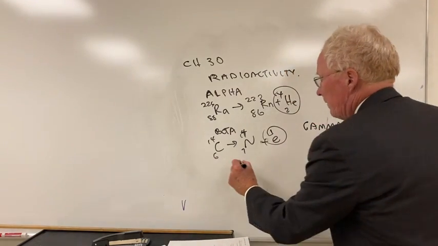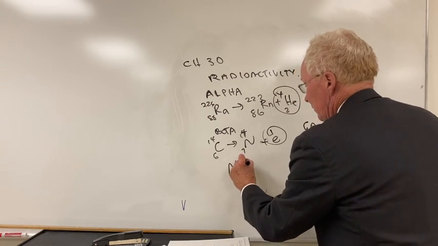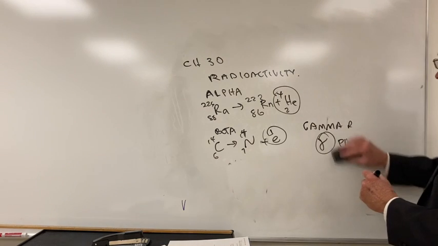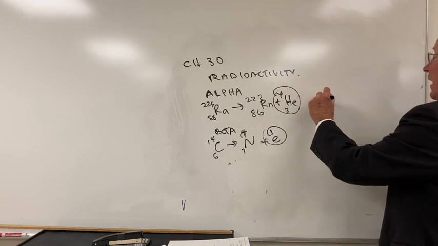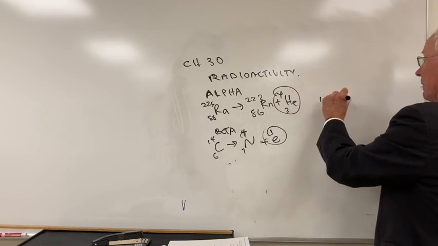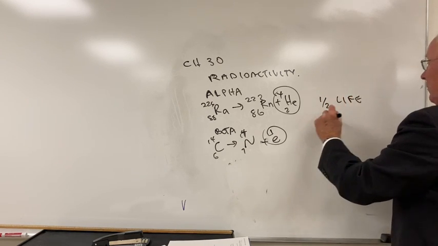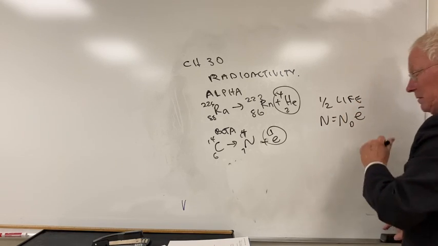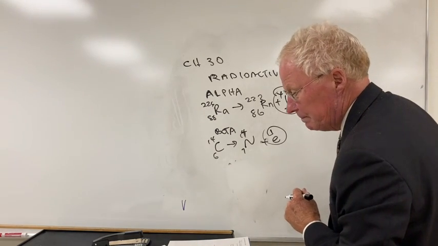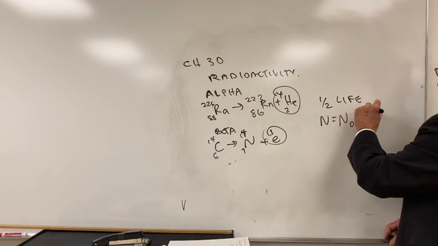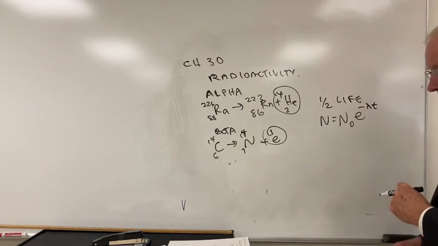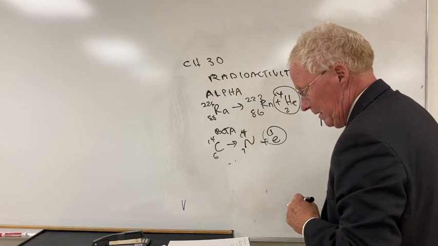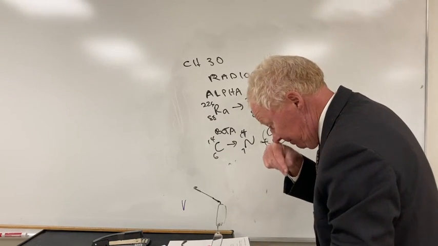We have half-life. And half-life is N0, N. So we have N is N0 e to the minus lambda t, where lambda is a decay constant. But if we do it in terms of half-life, then it's going to be, let me get to that.